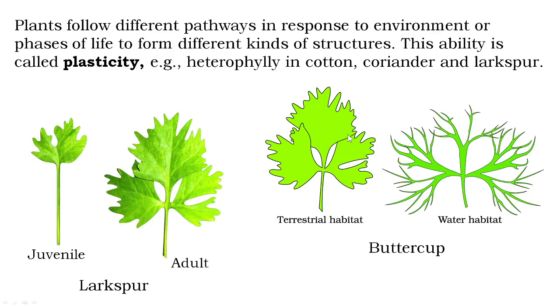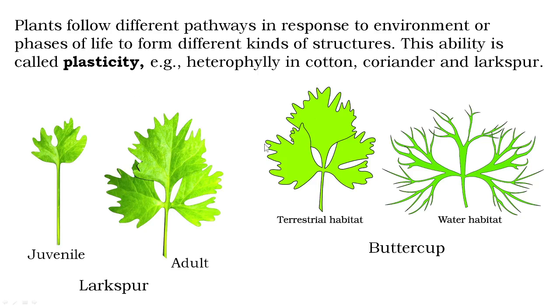The ability of the plants to follow or respond differently to the environment or the phases of its life is called plasticity. Example: heterophyly. Plants produce different kinds of leaves depending on the phase or the environment, and heterophyly is an example of plasticity.